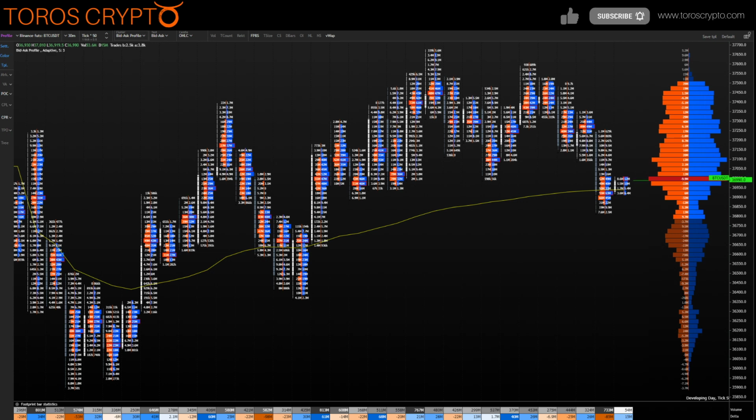So just a quick overview then. What you are seeing here is the Bitcoin US dollar chart on the 11th of June 2021, and this is the Binance futures chart.